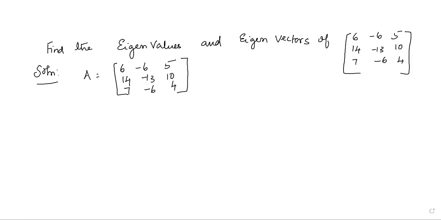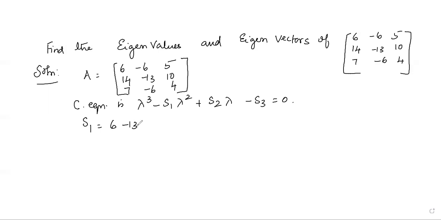So to find the eigenvalues, first of all, we have to find the characteristic equation. Since this is a 3 by 3 matrix, the characteristic equation is lambda cube minus S1 lambda square plus S2 lambda minus S3 is equal to 0. Here S1 is equal to the sum of the main diagonal elements, so 6 minus 13 plus 4, so it is equal to minus 3.